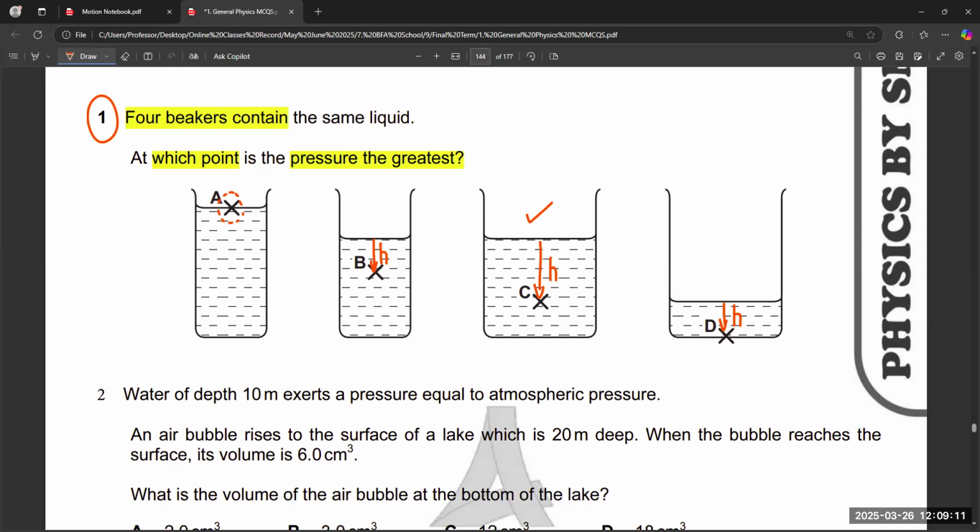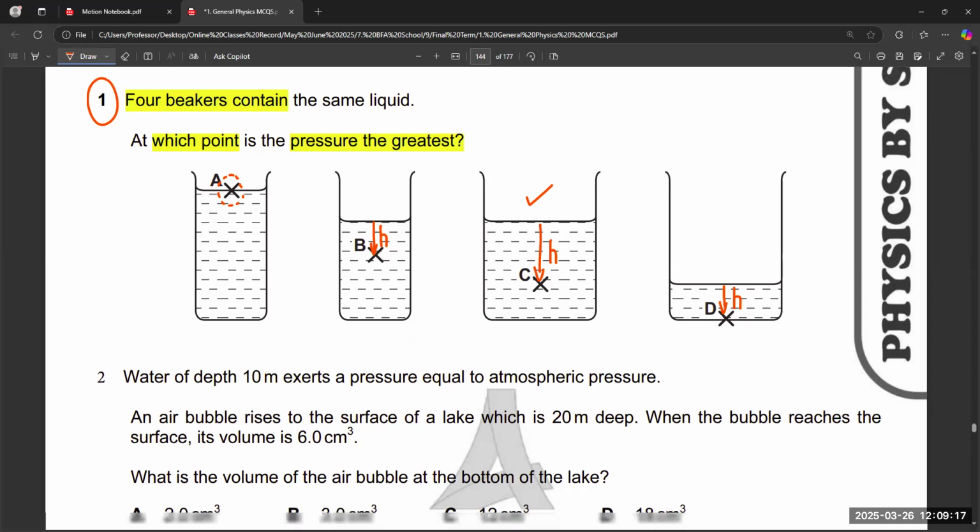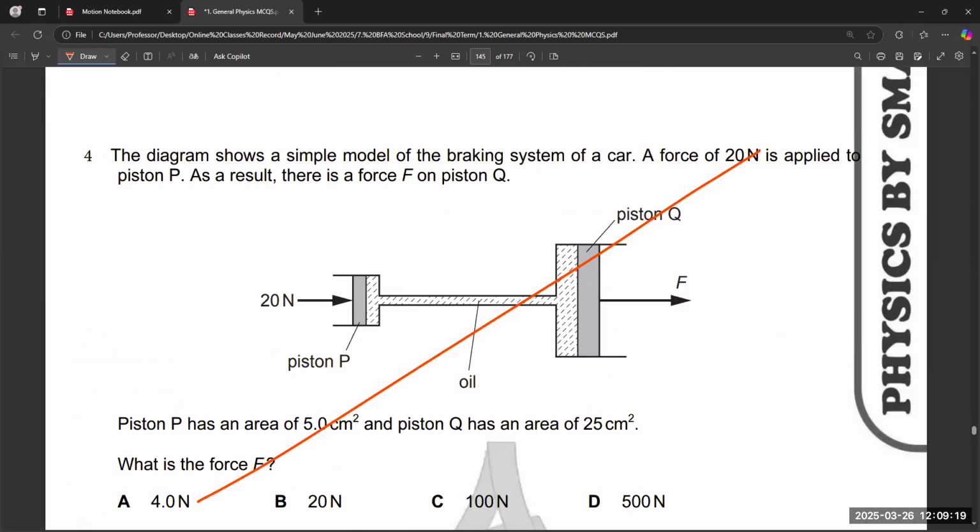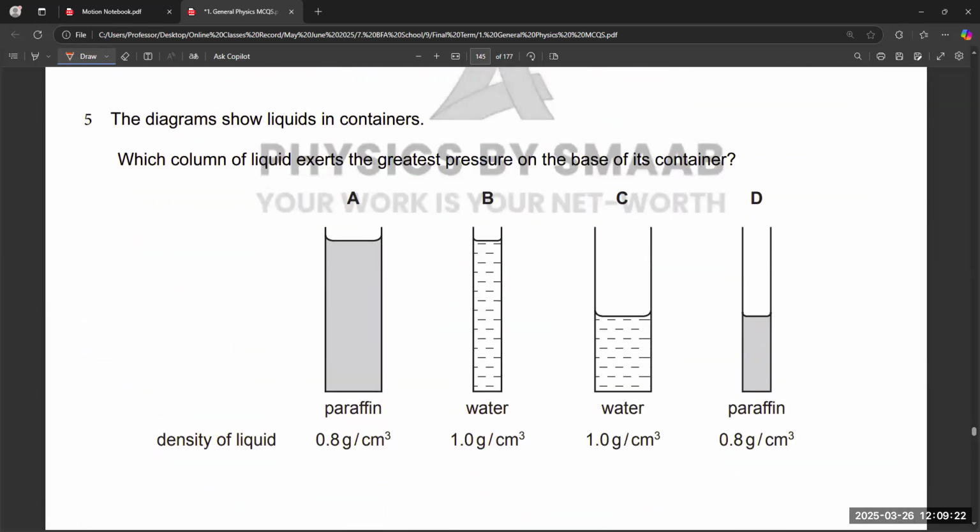Okay, and next we have question number 5. The diagram shows liquids in containers. Which column of liquid exerts the greatest pressure on the base of its container? So greatest pressure on the base of its container. This time we have values given in the question, so from the values you have to select which option gives you the greatest pressure on the base.